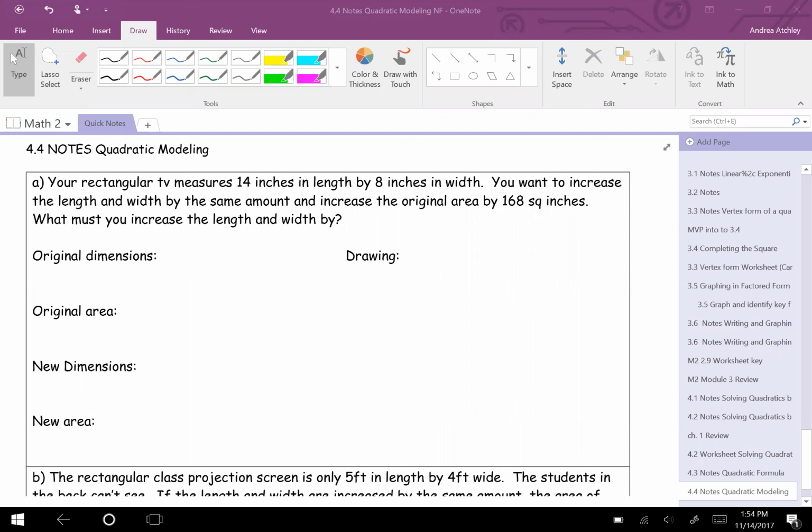Okay, so we're going to do our word problems. The first one is A. When you're dealing with math and word problems, you kind of want to make sure you're underlining important things.